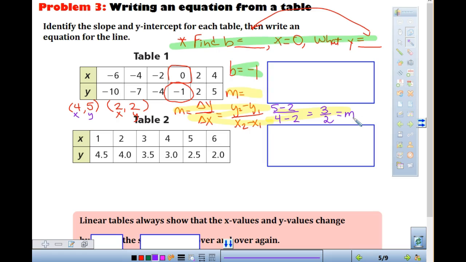So, find the slope, we did that. Find the y-intercept, we did that. Write an equation. My equation will be y equals, Riley, what am I going to start with? Y equals, what's my slope?